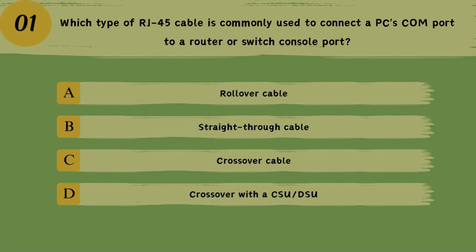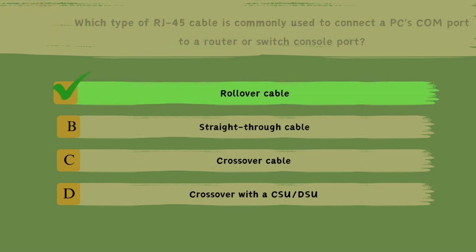Question 1. Which type of RJ45 cable is commonly used to connect a PC's COM port to a router or switch console port? A. Rollover cable. B. Straight-through cable. C. Crossover cable. D. Crossover with a CSU/DSU. Correct answer, A. Rollover cable.